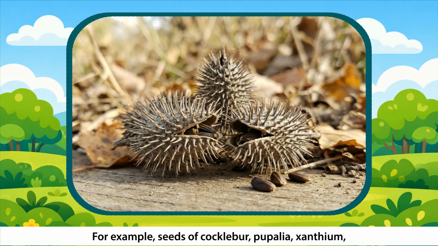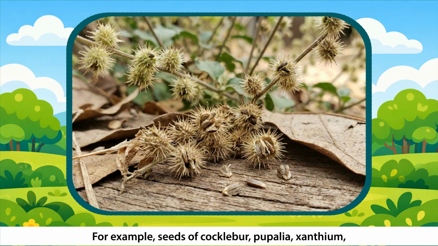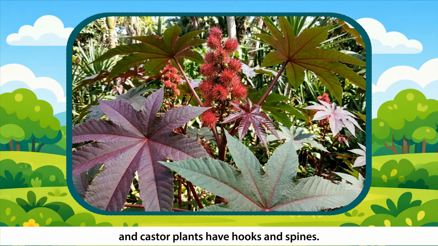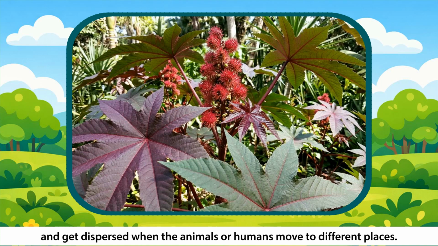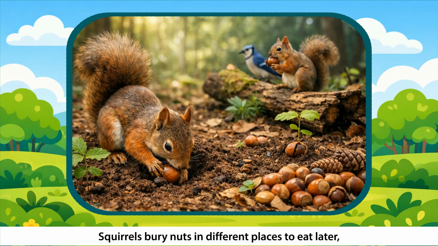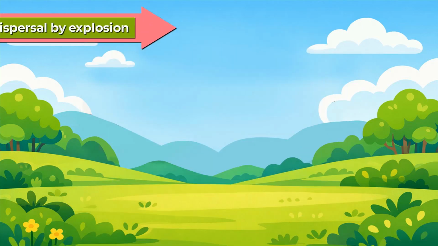For example, seeds of cocklebur, pupalia, xanthium and castor plants have hooks and spines. These seeds get stuck to animals or human clothing and get dispersed when the animals or humans move to different places. Squirrels bury nuts in different places to eat later, and this also helps in the dispersal of seeds.